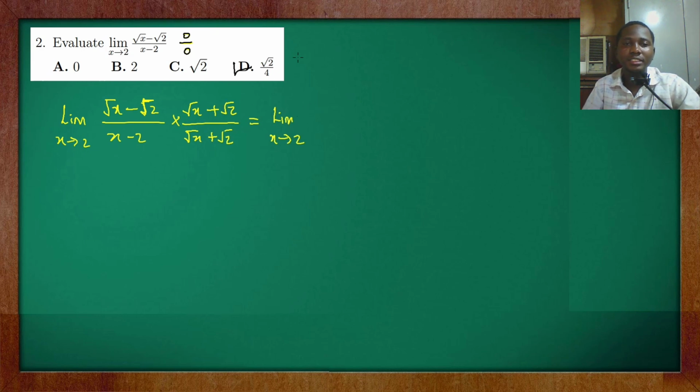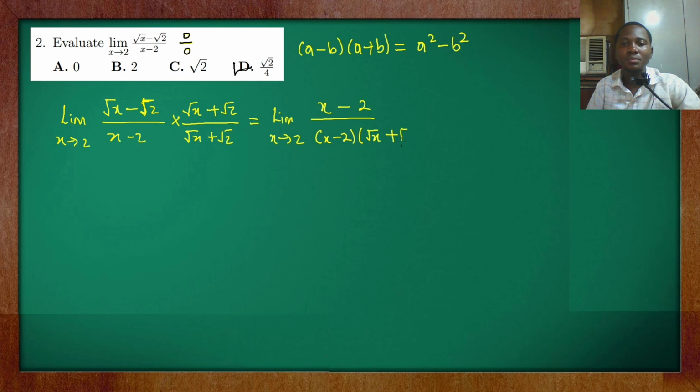Now here, this is just difference of two squares. That is, if you have a minus b multiplied by a plus b, you are going to have a square minus b square. Alright, so if you apply the same principle here, you are going to have square root of x whole square, which is still the same thing as x. Then here we have square root of 2 whole square, which is still 2. That means you have x minus 2 divided by x minus 2 multiplied by square root of x plus square root of 2.